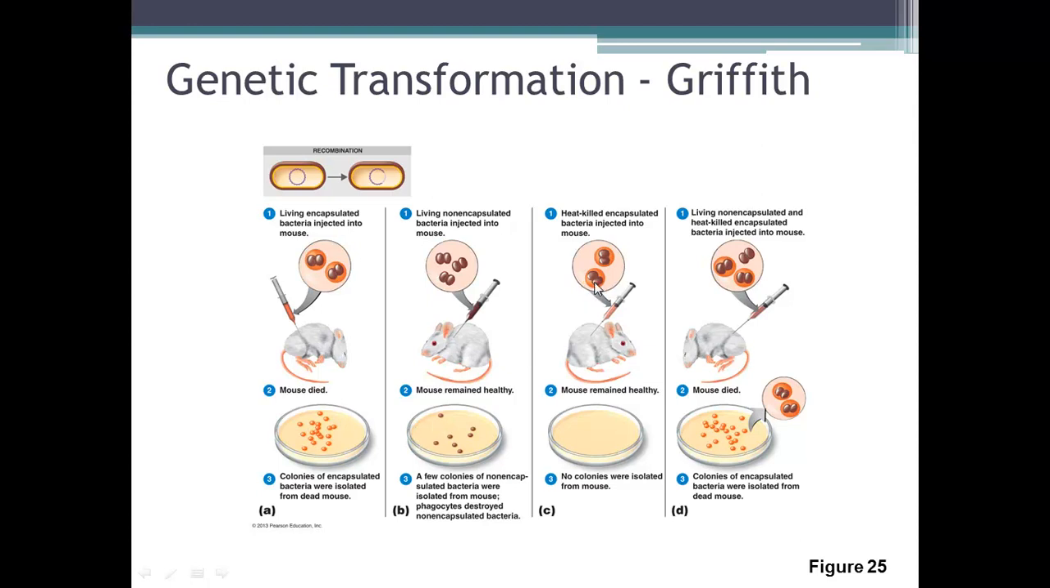Now, what if we took that encapsulated bacteria, and heated it, and then injected it into the mouse? Well, we know that most pathogens are mesophiles, and if we heat them, they die, right? Their proteins become denatured, and nothing is going to grow on the plate. However, if I took the heated encapsulated bacteria and put it with a non-encapsulated bacteria, we noticed that the mouse died because there was a transformation that occurred inside. So that means that these non-encapsulated strains acquired the capsule. So let's see how that happened.